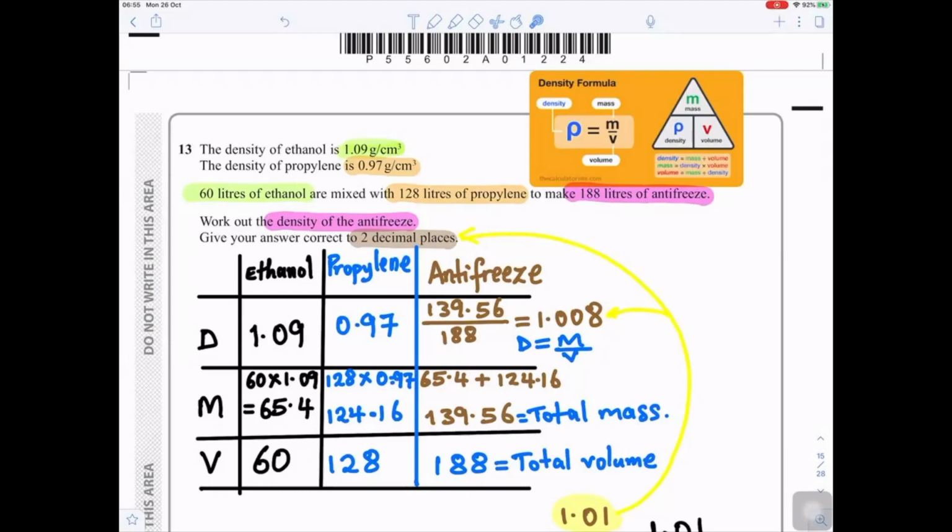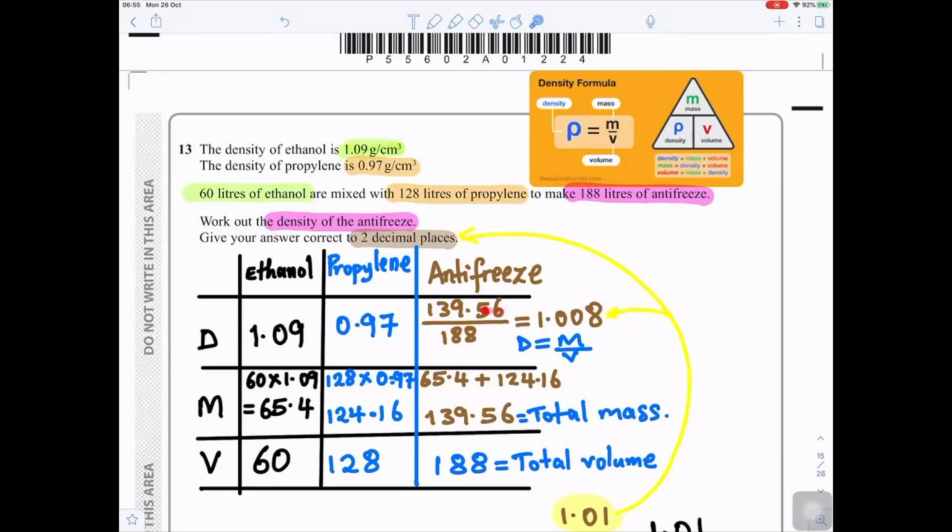To work out the density for antifreeze, it is the mass divided by the volume. So it's 139.56 divided by the volume. The total volume is 188. So 139.56 divided by 188.